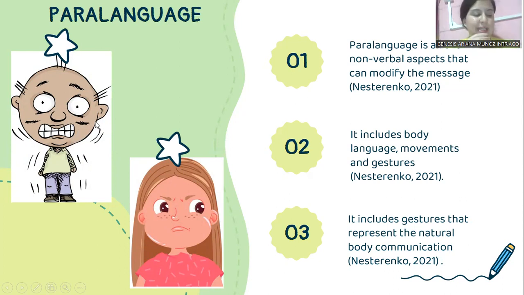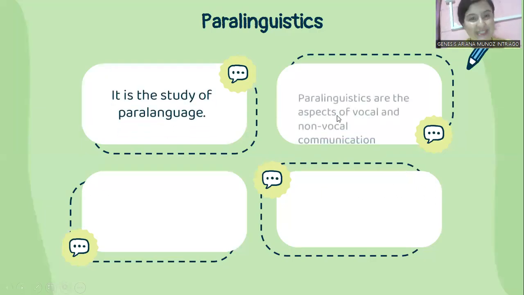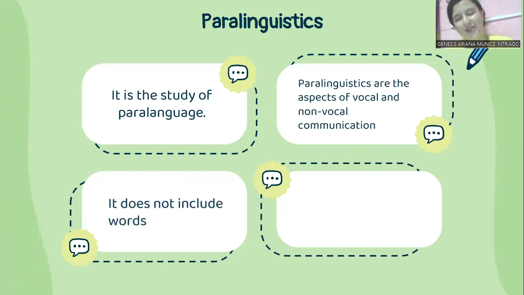And it happens the same in expositions, for example. If before you do your exposition, you are in this way, even if you don't talk, people will assume and will understand that you are nervous because of your body language. Then we have features of paralinguistics. Paralinguistics is the study of paralanguage. I'm sorry. Paralinguistics are the aspects of vocal and non-vocal communication.